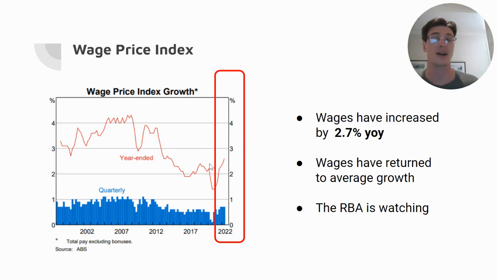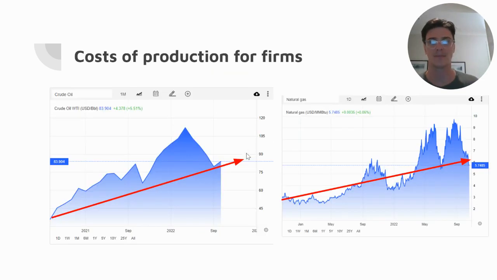But as an aggregate supply factor, you could be thinking about the increase in wage prices or wage price growth. So wages are growing by more than they were growing in the past. And again, the RBA has been watching this and thinking, will it create inflation? So something to consider. Another big one is the cost of production for firms, and this is mainly around oil and natural gas prices, which feed into energy prices, electricity prices. And, you know, there's not a business in Australia that doesn't use electricity or petrol, which comes from crude oil. So something to think about, the cost of production for firms, another AS factor.